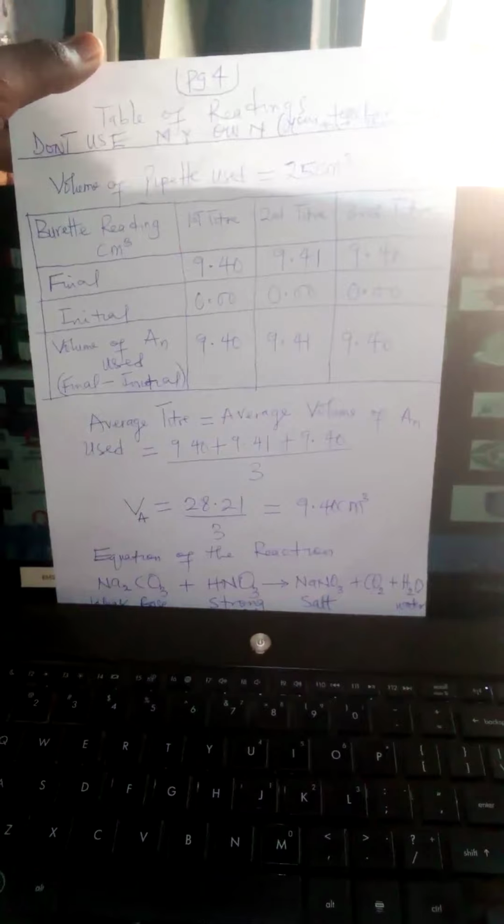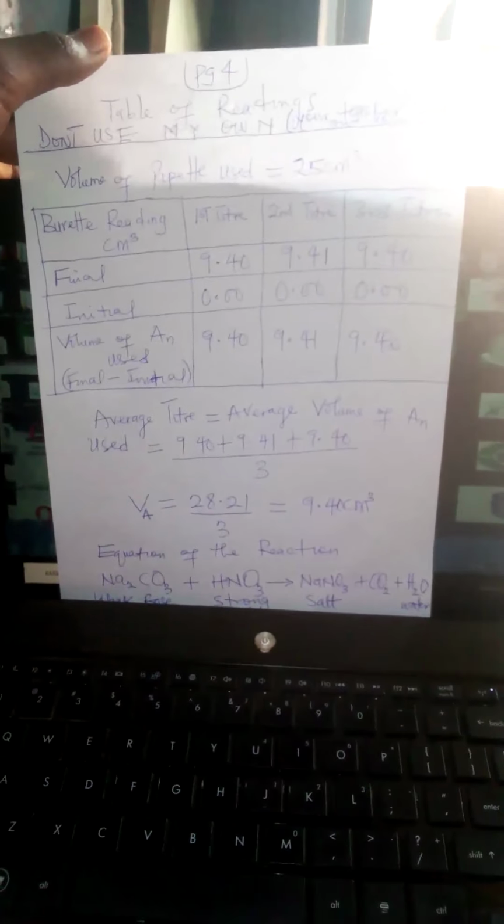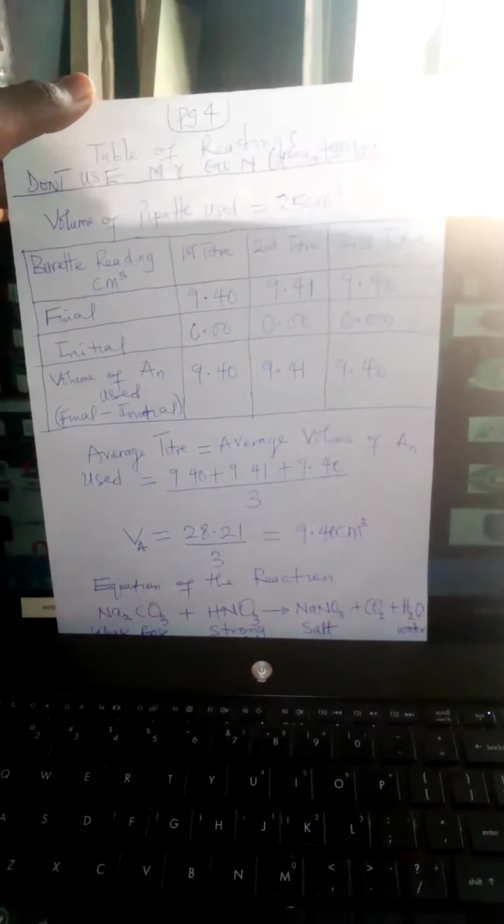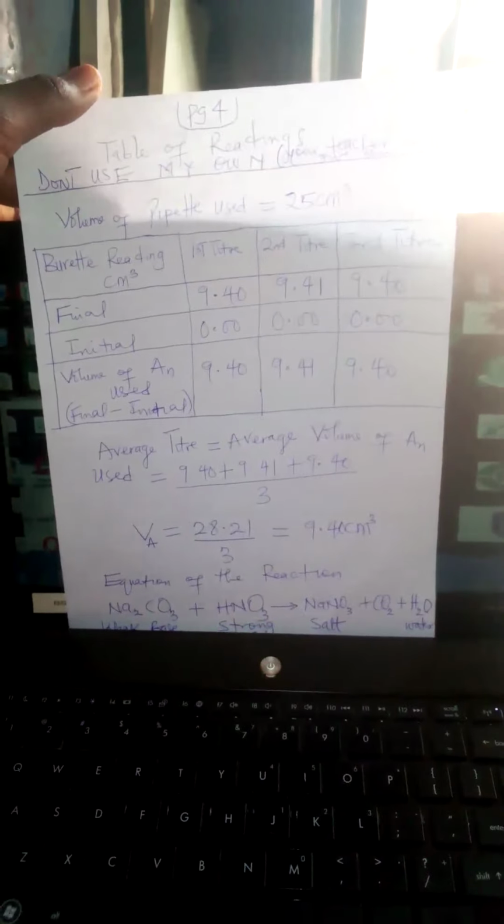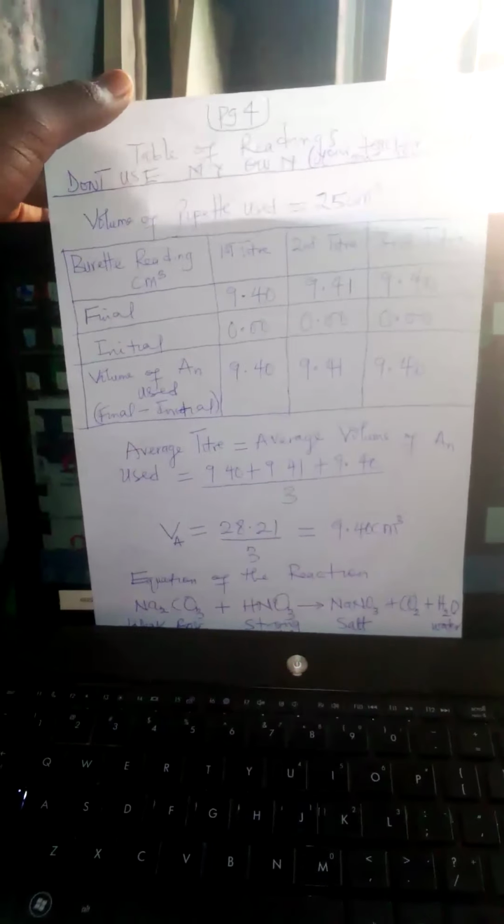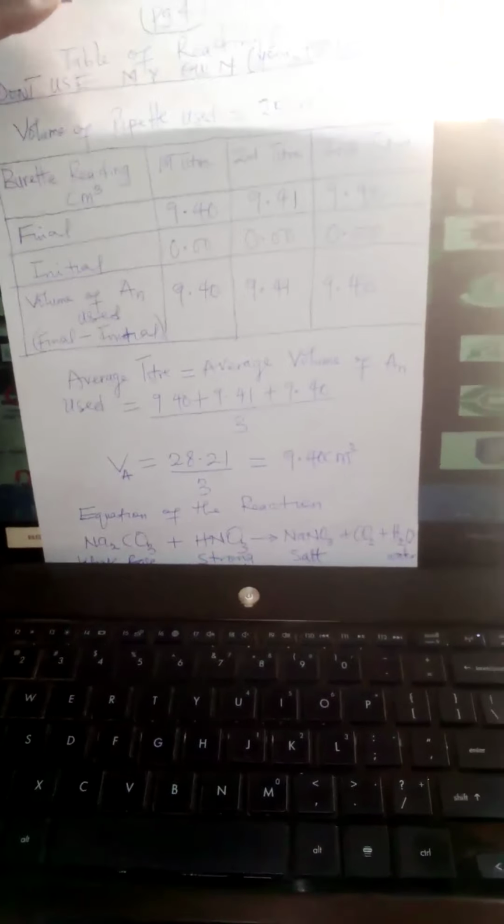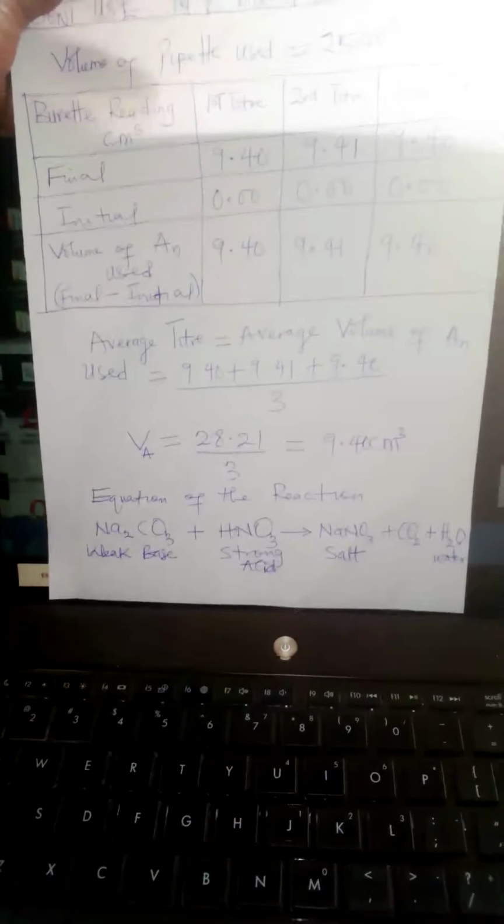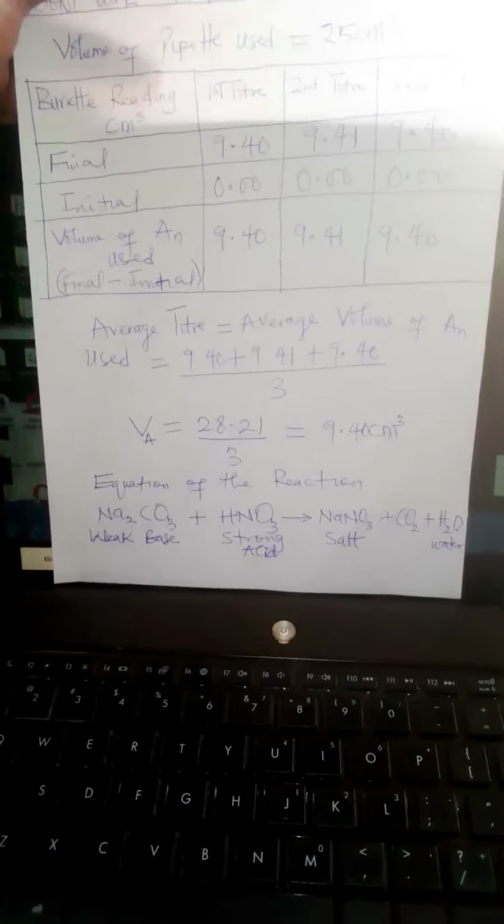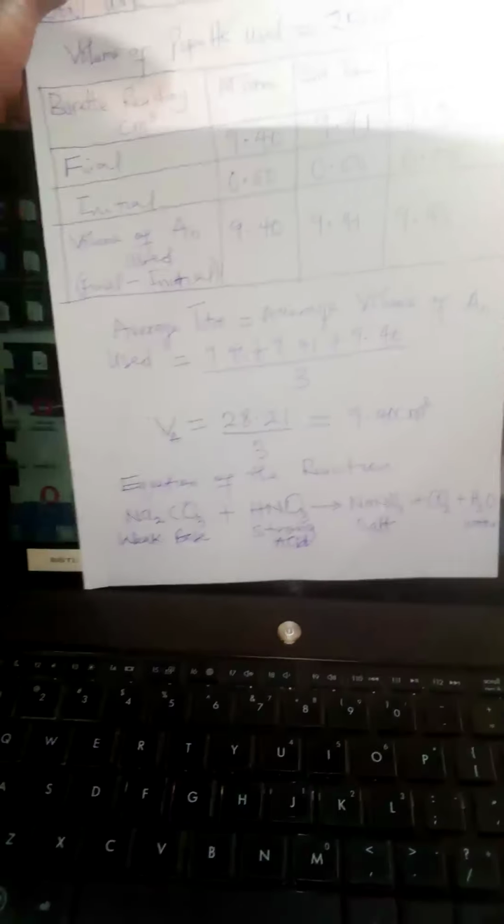Then volume of An used, how do you get it? It is final minus initial. So 9.40 minus 0.00 will give you 9.40. At the end of the day, you calculate the average titer. You can see it. Average titer is the same thing as average volume of An used. So we have 9.40 centimeter cube.